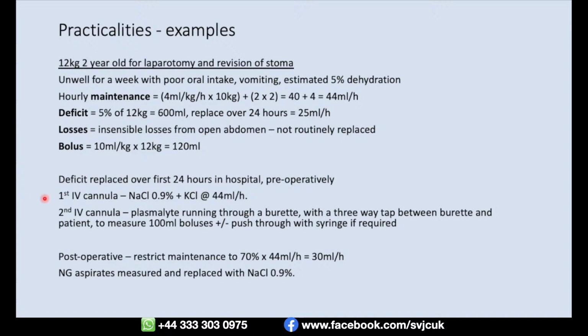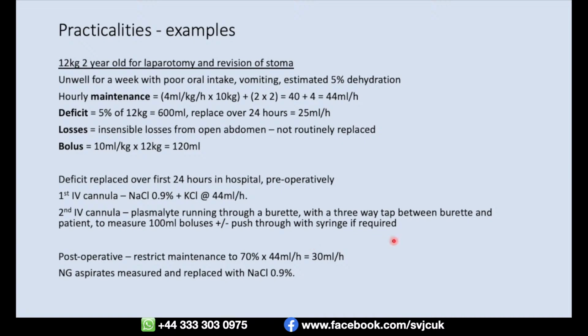So again, we're going to have 2 cannulas. On the first cannula, we've got the maintenance running. Perhaps we're going to use normal saline with potassium because this child's been vomiting. On a second IV cannula, again, we don't want to interrupt the flow of this, so we're going to have a bag of Plasma-Lyte running through a burette with a 3-way tap between the burette and the patient. And if we want to give fluid boluses, we can measure out 120 mils and we can push that through with a syringe if required through the 3-way tap.